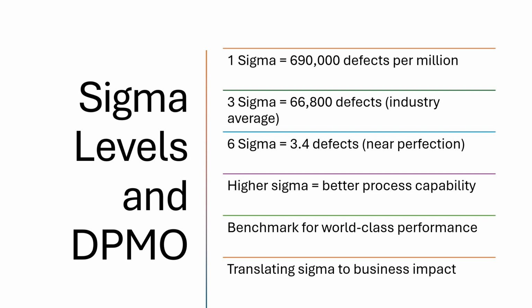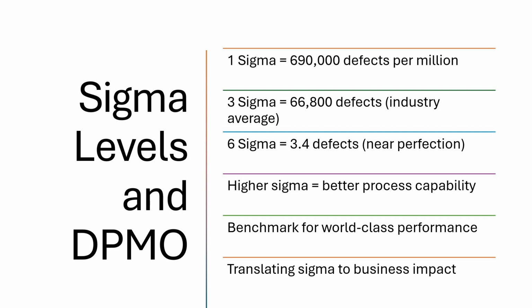The second level is 3 sigma, with 66,800 defects. It's the industry average. 3 sigma is often considered the industry average for many processes. This means that 93.3% accuracy is there, but still over 6.6% defects, which is 66,800 defects per million opportunities. Let's take a retail context. This could mean 66,800 wrong deliveries per million orders. It's a huge cost to reputation and customer trust, and this is also unacceptable.